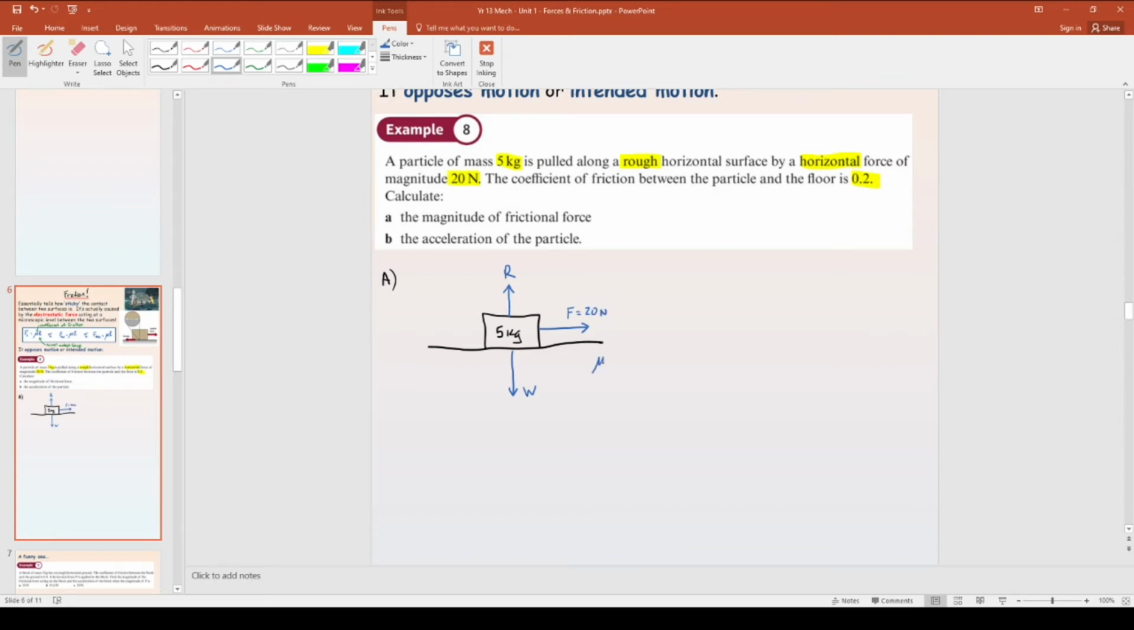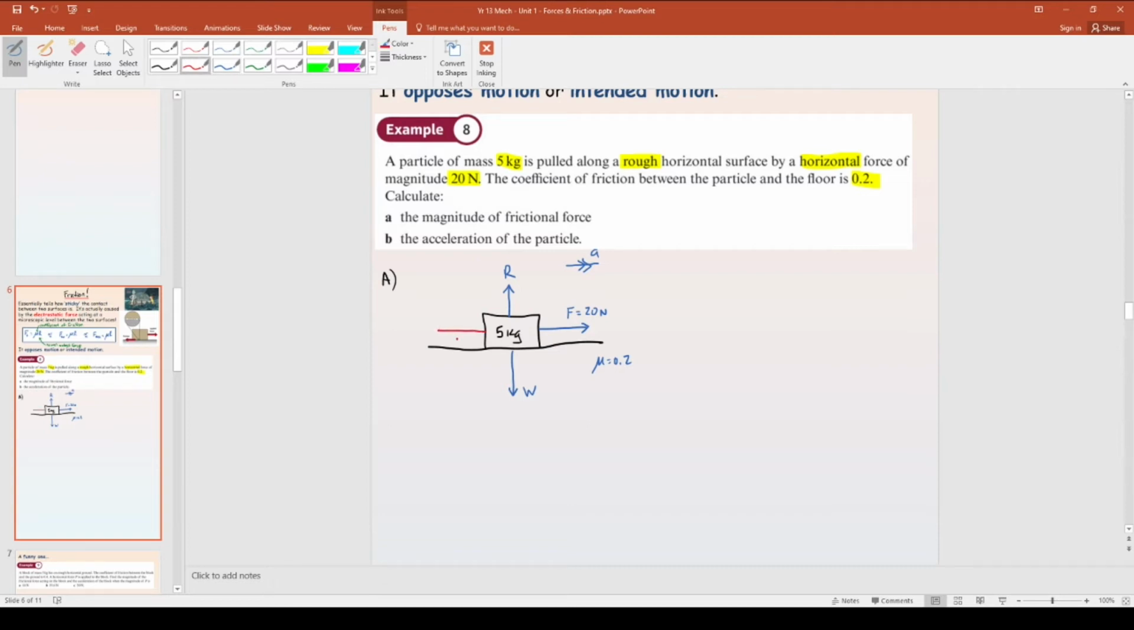It says that mu is 0.2, and is it accelerating? Horizontal force, what's that? Oh yeah, sorry, that's part B. It is accelerating. If it's accelerating, it's going to accelerate this way, because that's the way it's being pulled. And here you go. You ready for your new force?